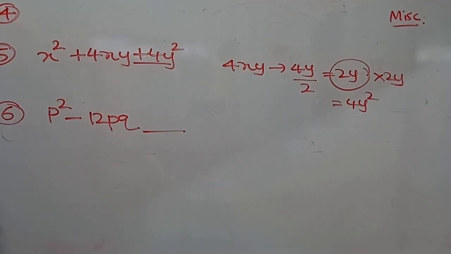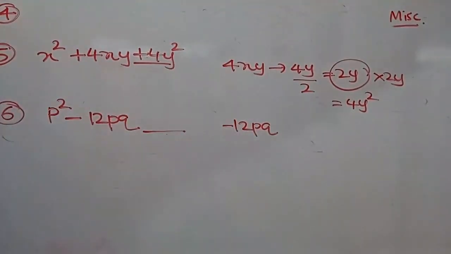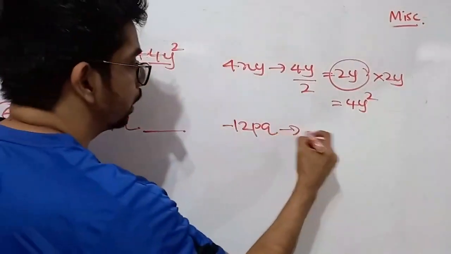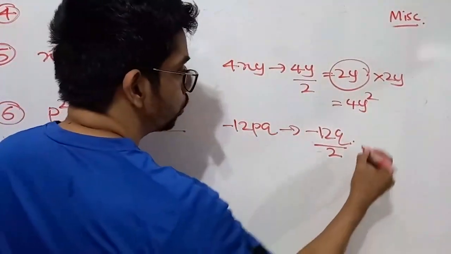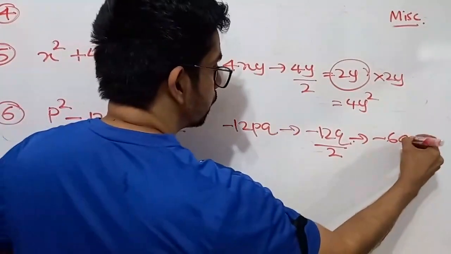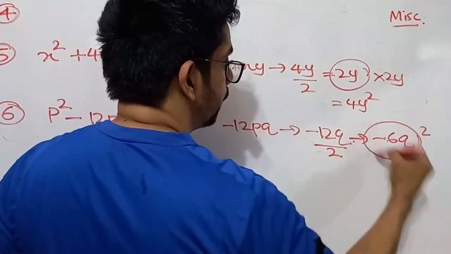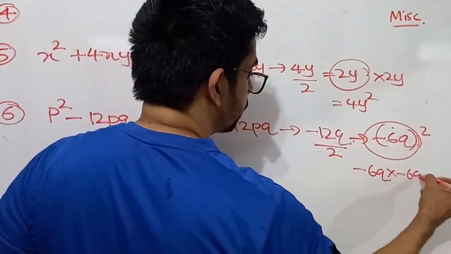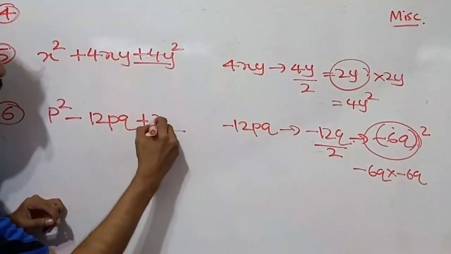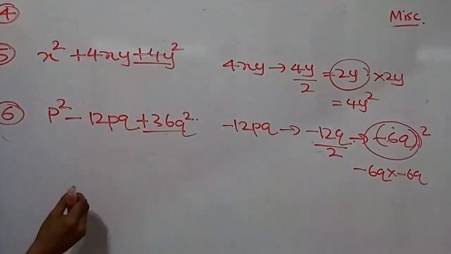Same as before. We take 12pq, but that's a negative one. So here we have p. Then what we take from here is negative 12q. So we will divide that by 2. So what do we get? Negative 6q. Don't drop this. We have to square this whole thing. That means negative 6q into negative 6q. So what do we get? Positive 36q squared.